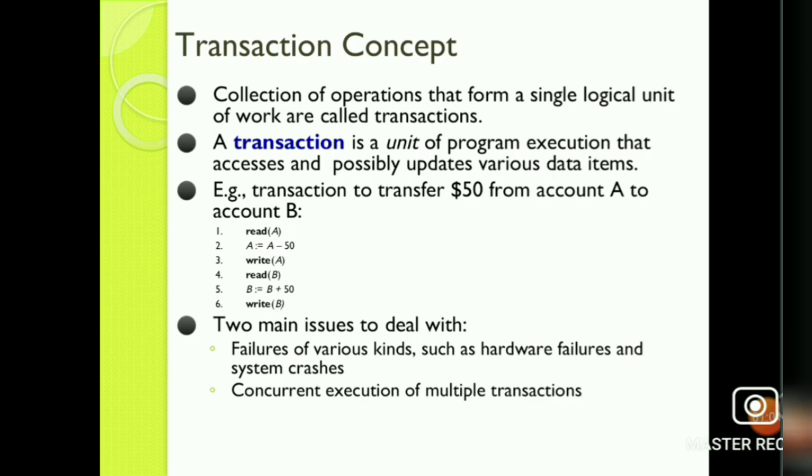So the list of operations to be carried out for this transaction are: first, the initial account balance of A has to be read out, and then $50 will be deducted from A and the balance will be updated. Similarly, the initial balance of B has to be read out, $50 will be credited to B and the final balance will be updated. The main issues during the transactions may occur due to hardware failures or system crashes or some anomalies due to concurrent executions of multiple transactions.